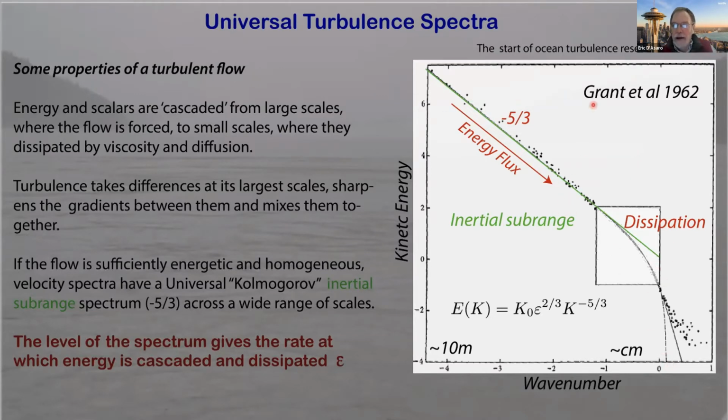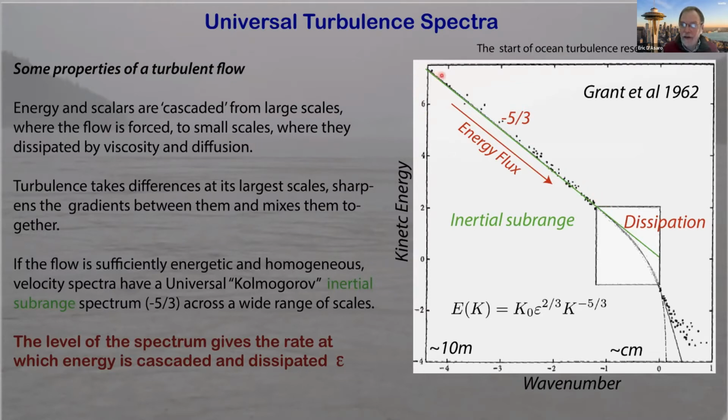This was done by a famous paper in 1962, and it's really the start of quantitative ocean turbulence research. The important thing about this inertial subrange is that if you know the level of the spectrum, how much energy there is at a given scale, then you know the rate, then the flux. So you can get from rate to flux. That's an important thing.